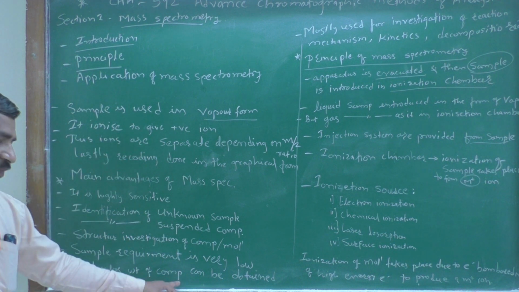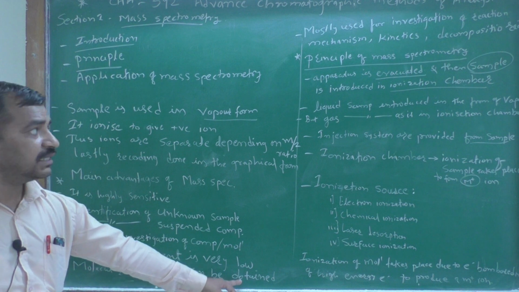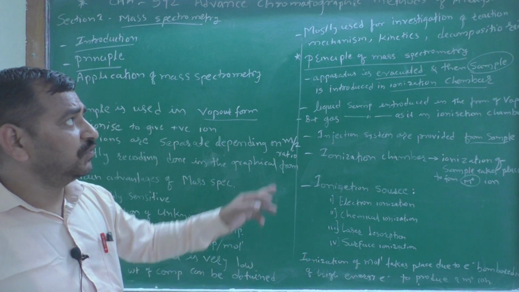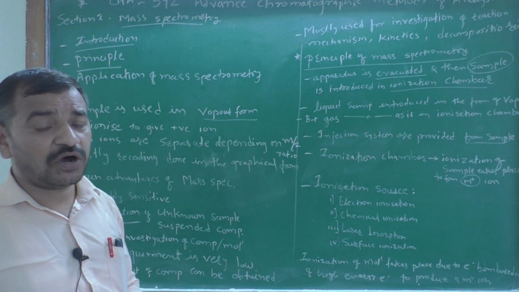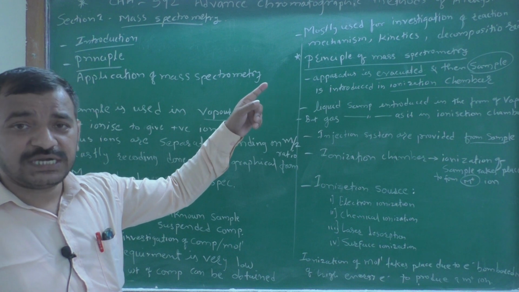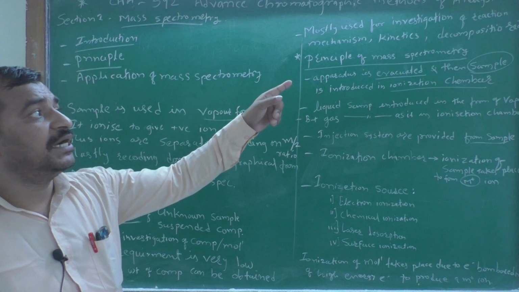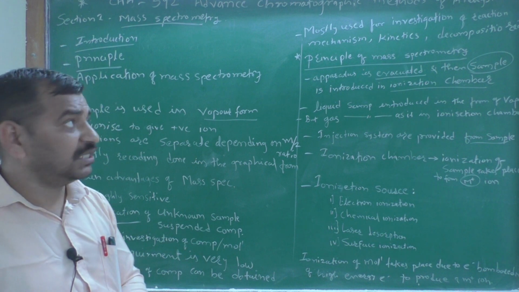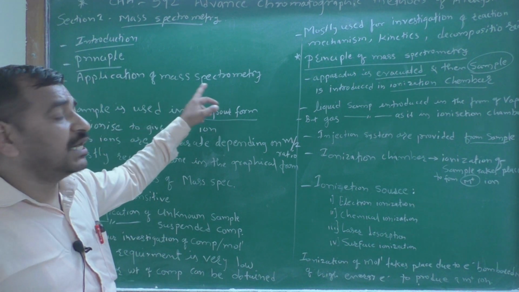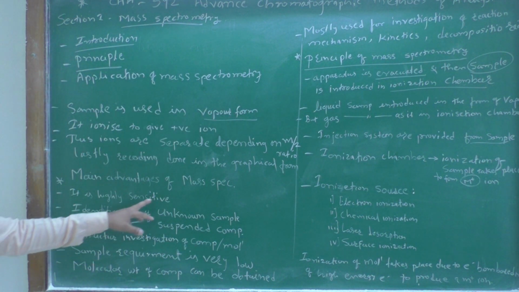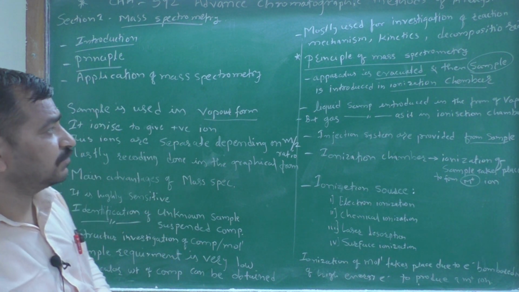The molecular weight of a compound can be obtained in mass spectrometry. Mostly we use it for investigation of reaction mechanism, reaction kinetics, and decomposition reactions. These are a few advantages of mass spectrometry.